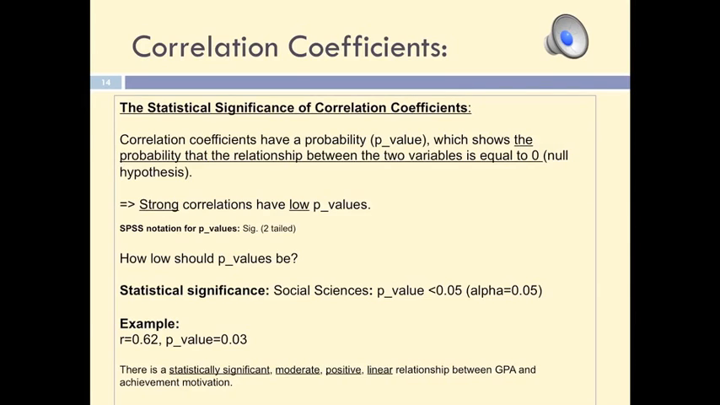Notice that when we describe a relationship, we must always report 4 things: the strength of the relationship, which is given by the correlation coefficient, the direction of the relationship, which can be positive or negative based on the sign of the correlation coefficient, the shape of the relationship, which for Pearson correlations must always be linear, and whether or not the relationship is statistically significant.